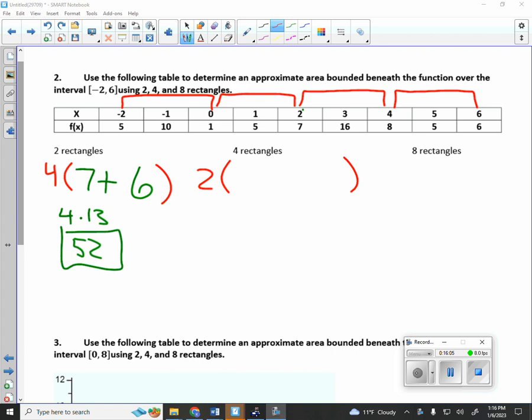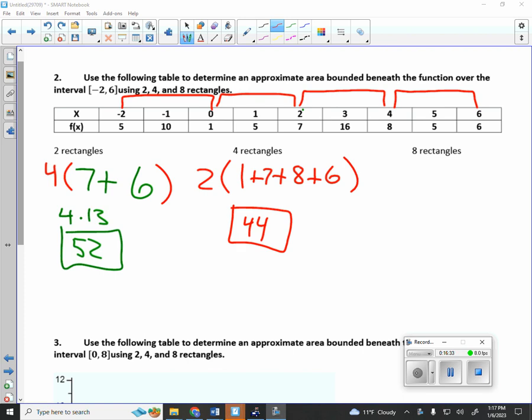So am I evaluating the height at negative 2 or 0? 0, and I get 1. The next height is 7. The next height is 8. And the next height is 6. So therefore you have 2 times the sum of that. And I have 15 and 7 makes 22 times 2 is 44. Is that what you got?